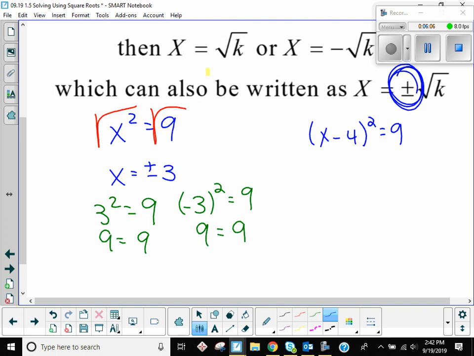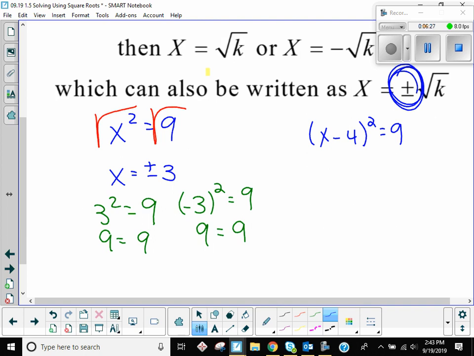What have I added in? What did I change? What was the modification there? The 9's still there. Listed the factors. How did I change the x? It's no longer just x squared. What is it? Minus 4 squared, right?